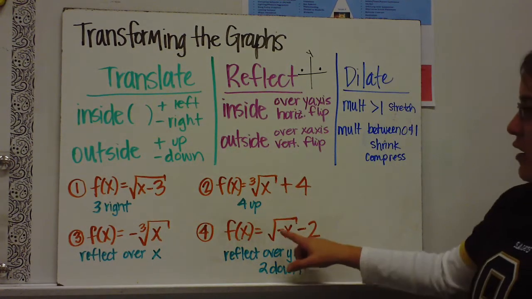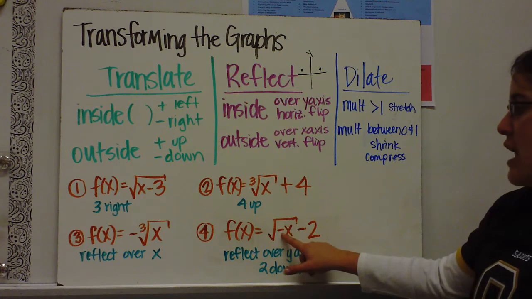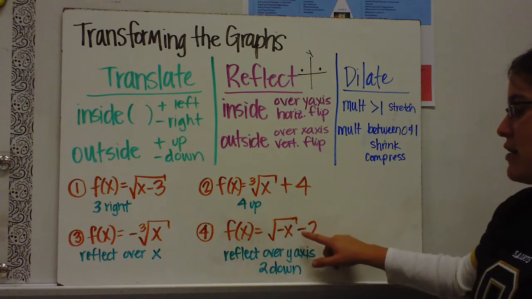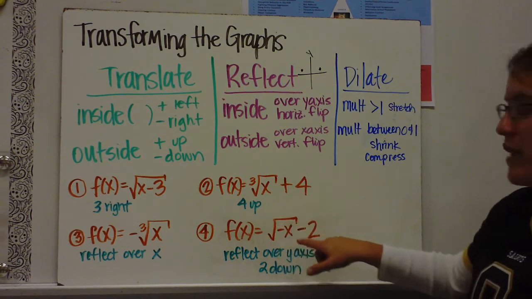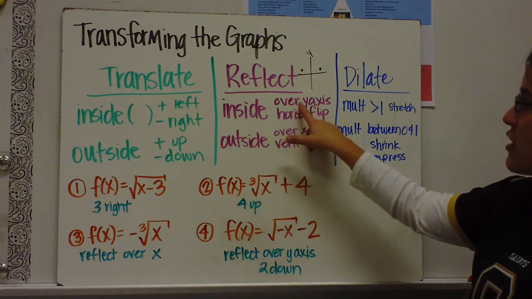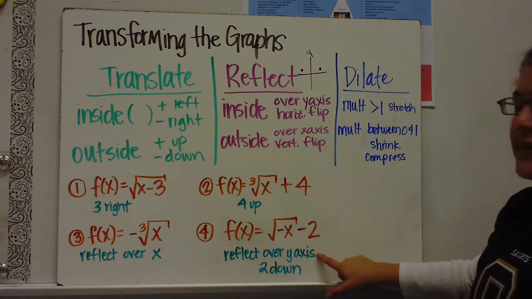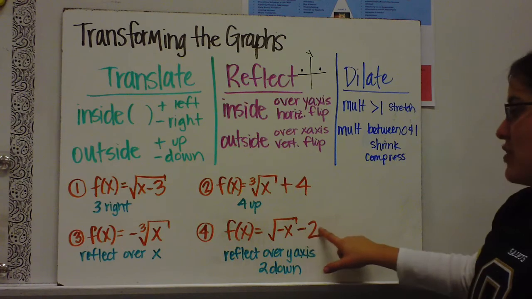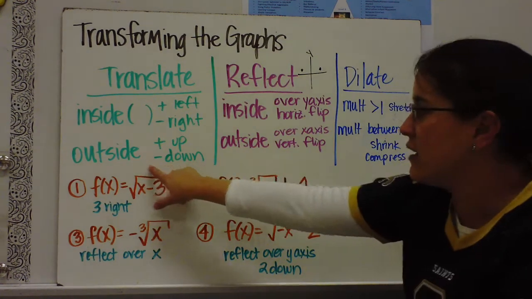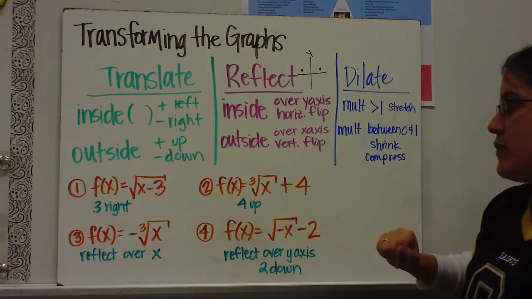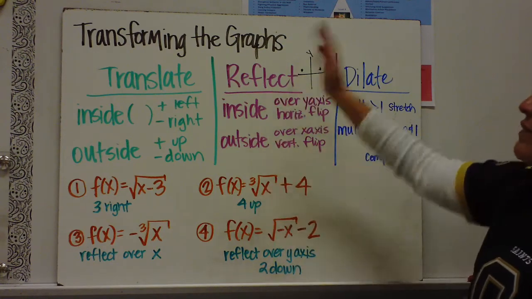And then number 4, we have a negative on the inside and a minus 2. So we have 2 transformations. The negative on the inside means it's going to reflect over the y-axis. The minus 2 is on the outside, so that means we're going to go down 2. All right, and we've done all these before.